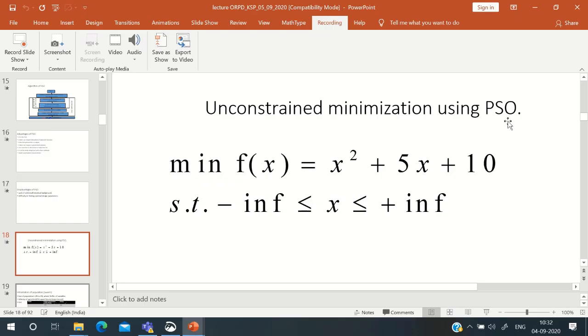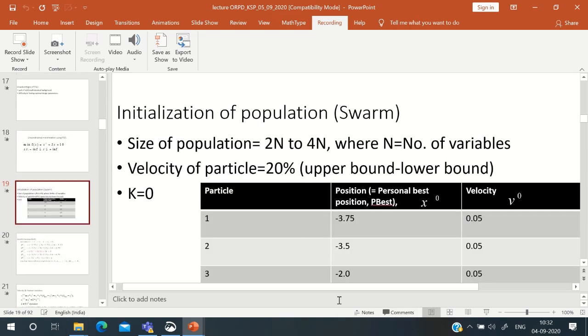Now in this case, I want to minimize the function f of x is equal to x square plus 5x plus 10, where x lies between minus infinity to plus infinity. As this objective function does not have any constraint equations, such a type of problem is known as an unconstrained optimization problem.